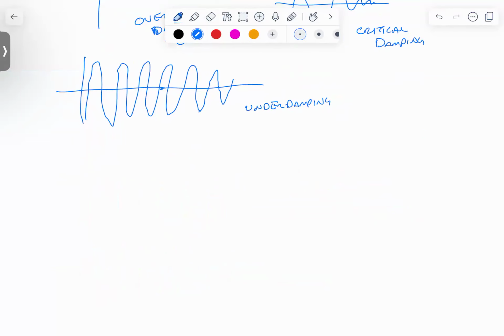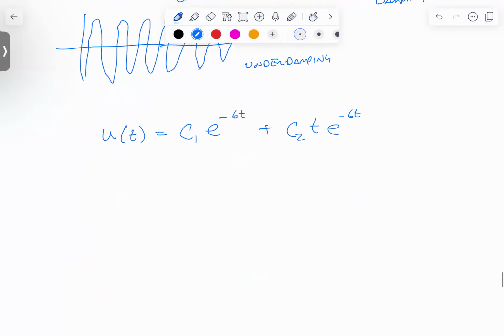Okay, back to the problem. So u of t in this case is C1 e to the negative 6t plus C2 t e to the negative 6t. Solve the initial conditions.